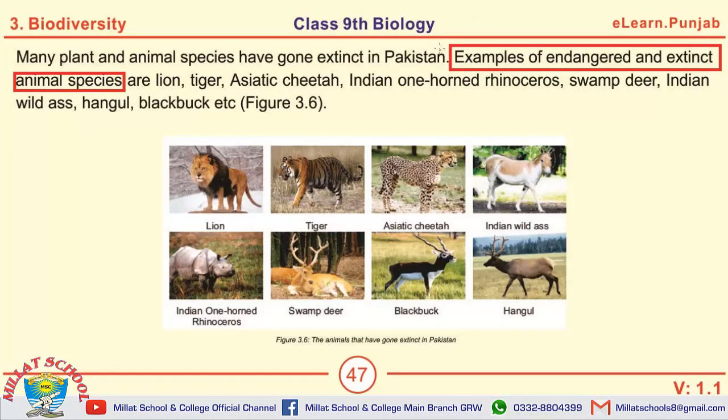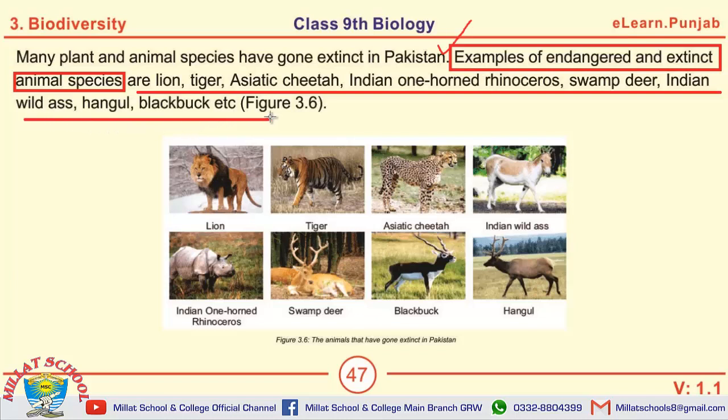And the last question of today is: give examples of endangered and extinct animal species in Pakistan. That question starts from example number 1, that is the lion, and ends at the last example of blackbuck, etc. So these were the short questions, MCQs and long questions which we discussed today.